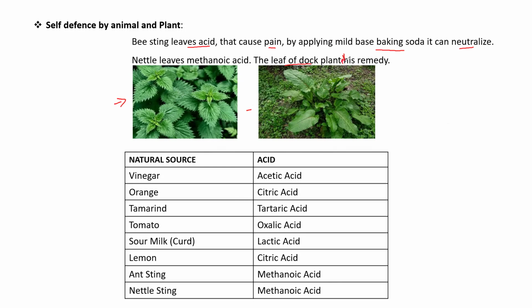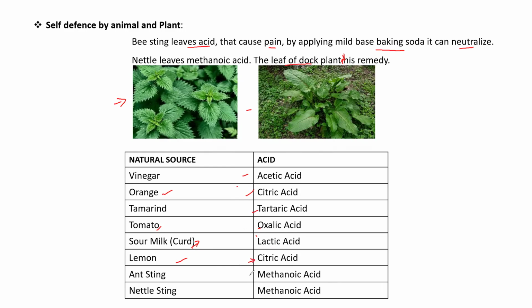So some substances are given for that. What are the acidic natures here? Like vinegar has acetic acid, orange has citric acid, which we use in daily life, and tamarind has tartaric acid. T4T, like this you can remember. Tomato has oxalic acid, tomato O and here O. Sour milk or curd, which we use in daily life, has lactic acid, and you know about the lactobacillus bacteria also. Lemon, that we also use very many times, so that has citric acid.